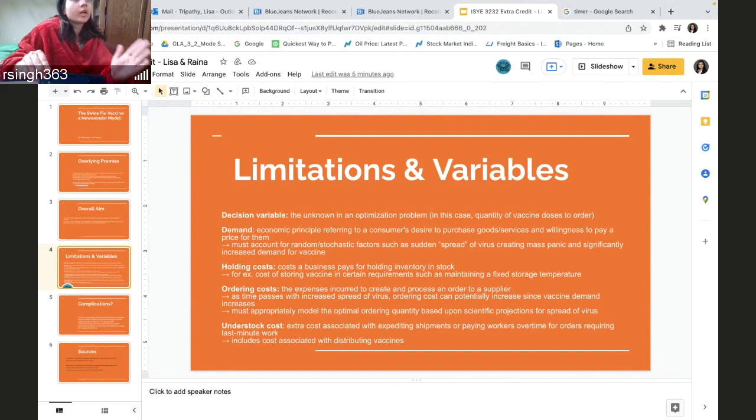And we also have ordering costs, which are basically expenses that are incurred when you submit an order to the supplier. So as time passes and suddenly you need another order of vaccines quickly, that ordering cost can increase because of the short notice. Similarly, we have understock costs because suddenly when you're having to distribute vaccines at such a large scale very quickly, there are costs associated with getting the vaccines distributed and paying the workers to do so.